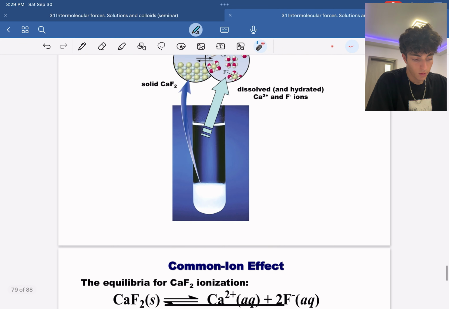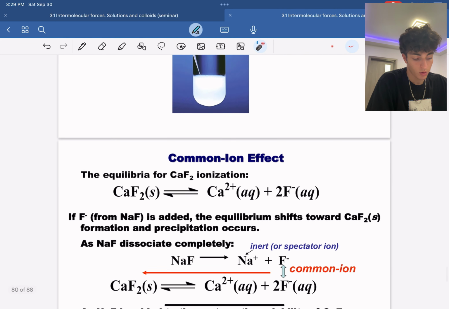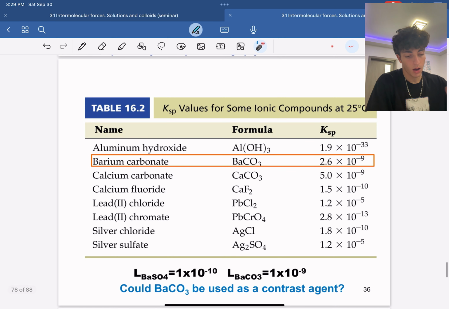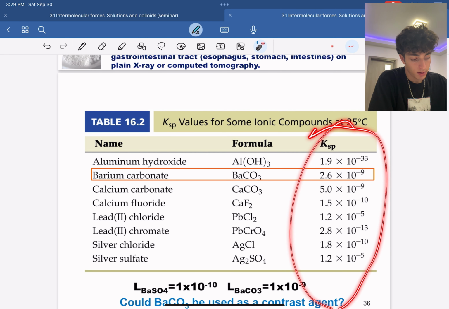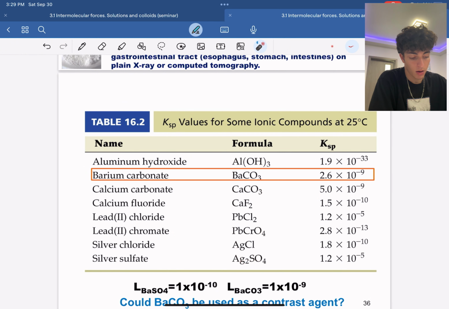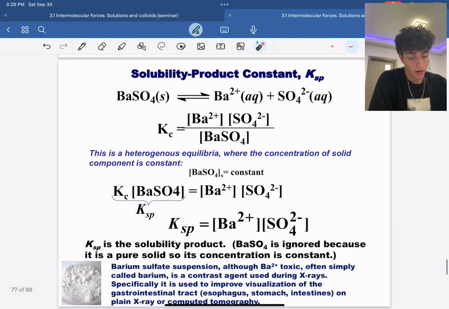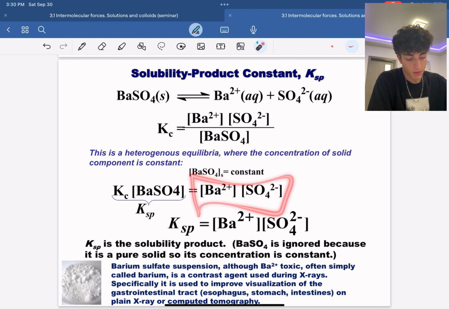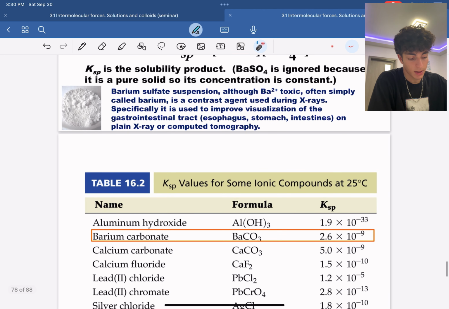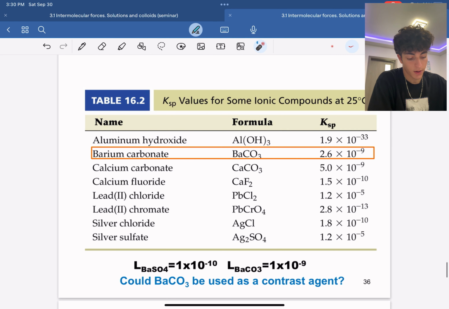Moving on, we're going to try to do some, oh no, it doesn't have any practice questions. I'll get into one and I'll show you guys. Now, these are some standard KSP values for some solid ionic compounds that you can plug in here when you find Kc. These will be given to you. You don't need to memorize these.